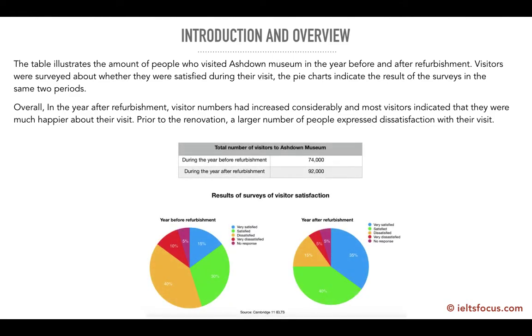So the table illustrates the amount of people who visited Ashdown Museum in the year before and after refurbishment. Visitors were surveyed about whether they were satisfied during the visit, and the pie charts indicate the results of the surveys in the same two periods. Overall, in the year after refurbishment, visitor numbers had increased considerably, and most visitors indicate that they were much happier about the visit. Prior to the renovation, a large number of people expressed dissatisfaction with their visit.